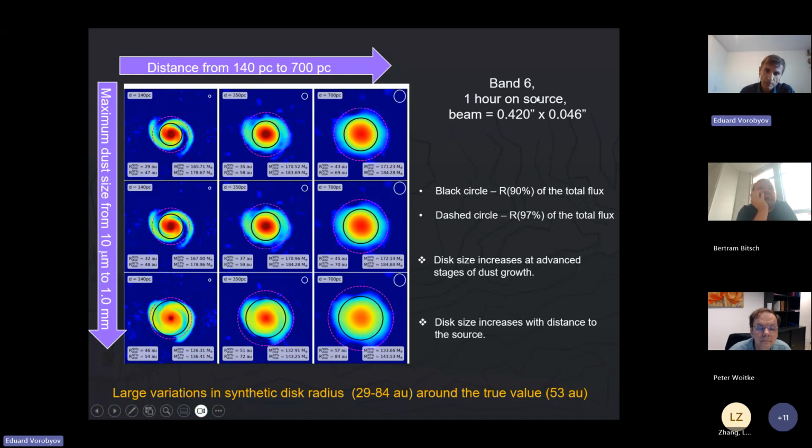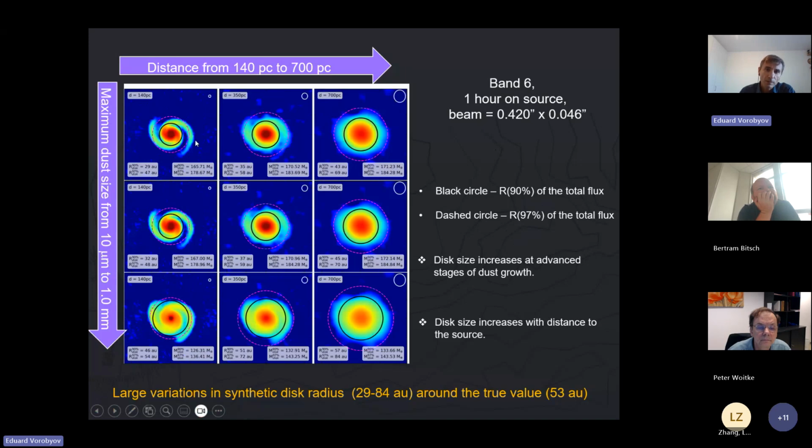Total flux at 0.3 millimeters at band 6, basically, is confined. And the outer circle is when 97% of the flux is confined. Why this value? This is what observers usually use, some plus minus 90, 95, 97.